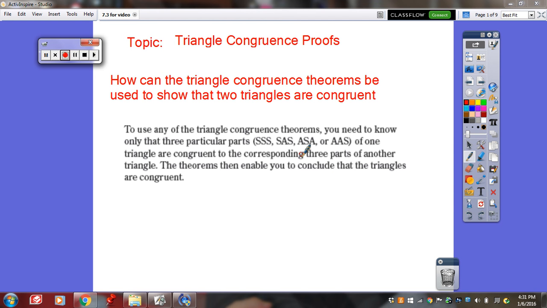We talked about side, side, side, which means that corresponding sides of two triangles are congruent. We talked about side, angle, side, which means the side, angle, side is congruent to another side, angle, side. We talked about angle, side, angle, and we also talked about angle, angle, side. And we're going to use these in our proofs so that we can show if triangles are congruent or not.